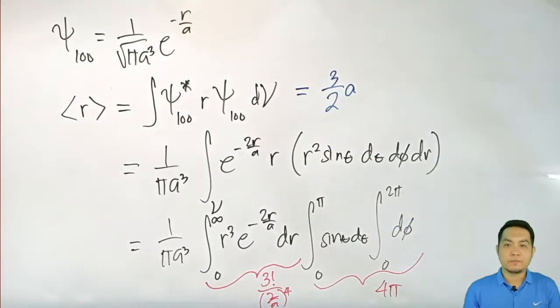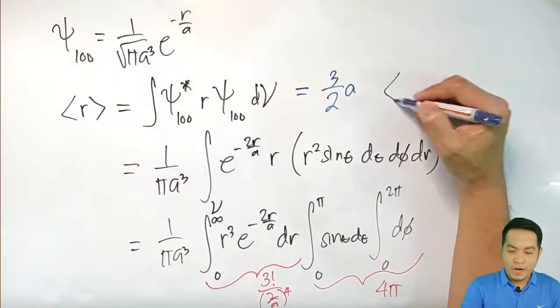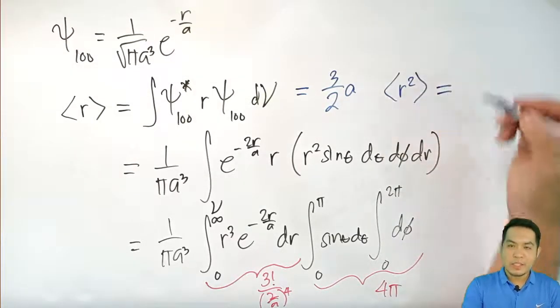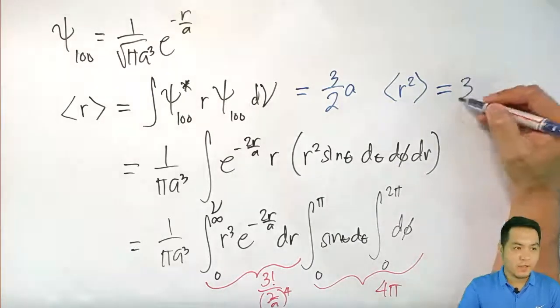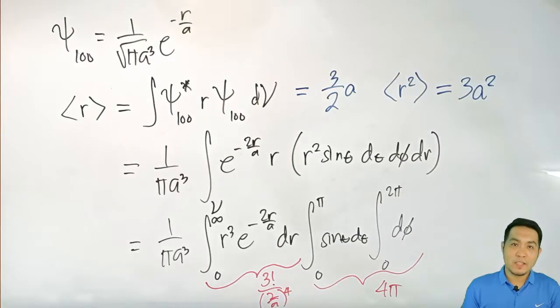3/2 a. So the average position is not the same as the most probable position. This is the average position. It's 3/2 the Bohr radius, 1.5 times the Bohr radius. r equal to a is the most probable position, but those two concepts are different. You do the same for r squared, and you will get the expectation value of r squared is 3a squared. I will leave this to you.